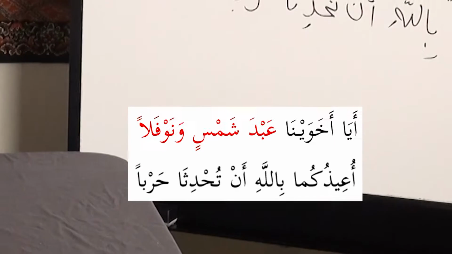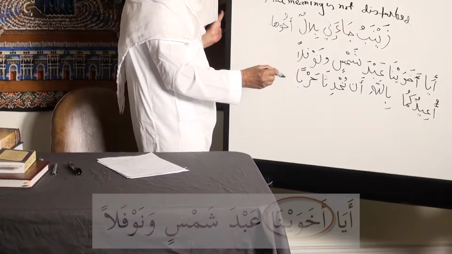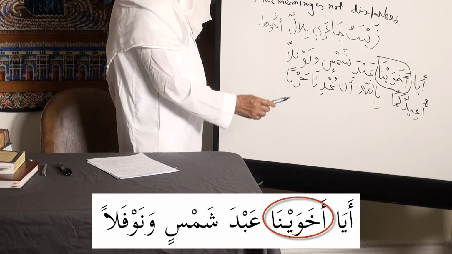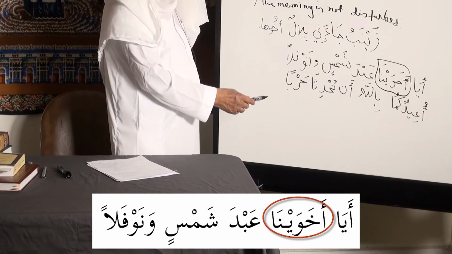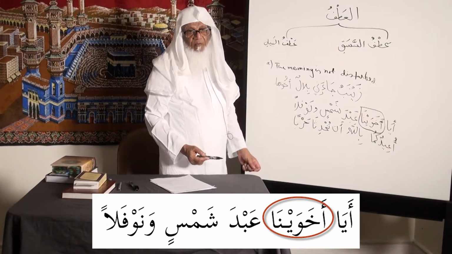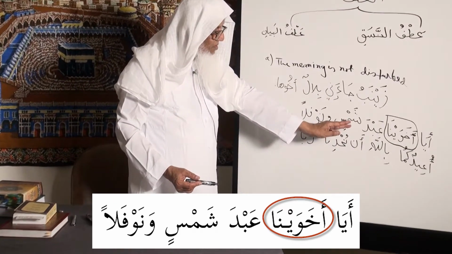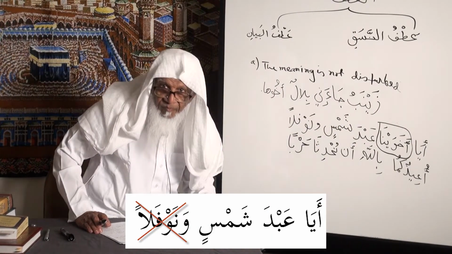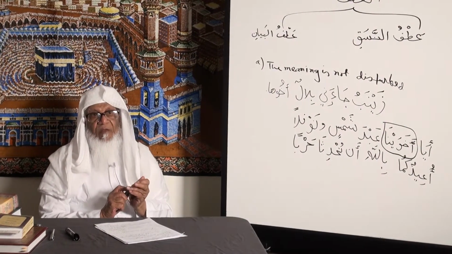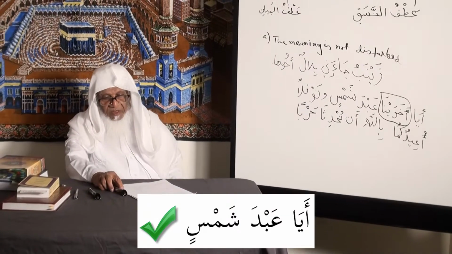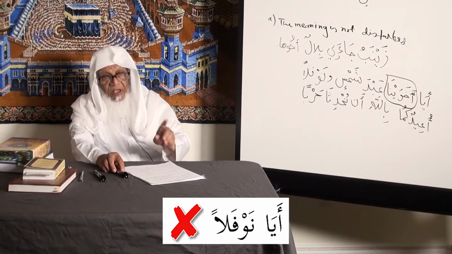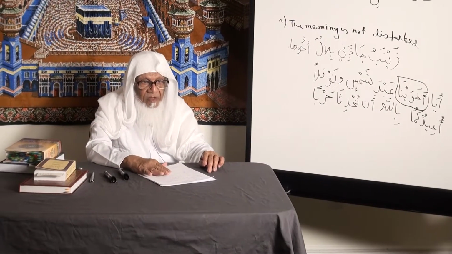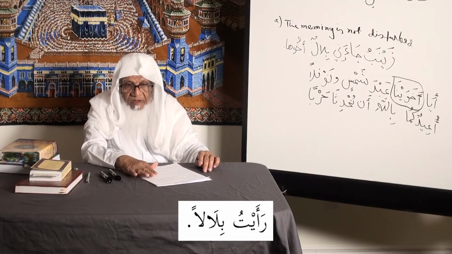Now aya akhawayna. Now if we drop akhawayna, the first element, you can say aya abda shamsin. That is okay. Aya abda shamsin, because mudaf mudaf ilay, and mudaf munada mudaf, it is mansub, it's okay. But if we say aya abda shamsin wa nawfalan, nawfalan is wrong. If it is badal, it is wrong. Because badal is, they say, a repetition of the amil. If you say for example, ra'aytu akhaka bilalan, it is as if one says ra'aytu akhaka ra'aytu bilalan.